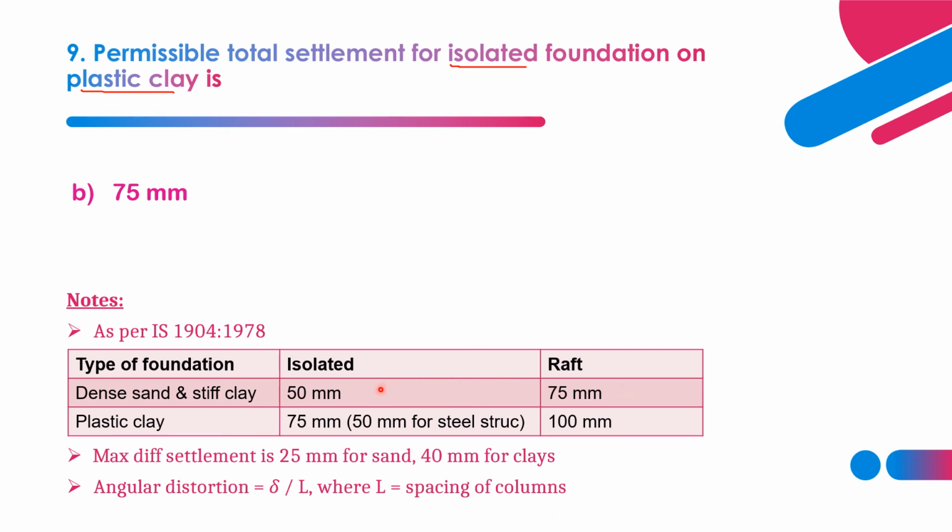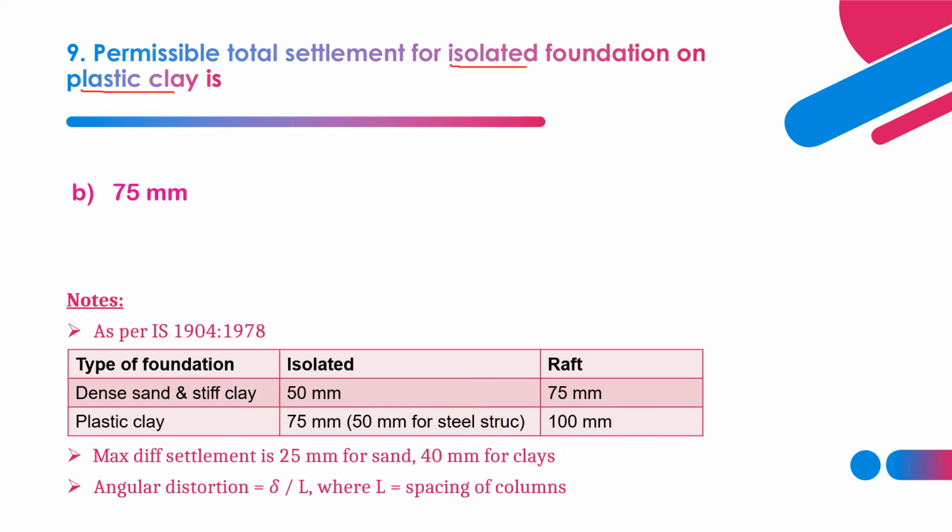You can find those values. So for isolated footing in dense sand and stiff clay, 50 mm. For raft or mat foundation, it is 75 mm. For plastic clay in isolated foundation, it is 75 mm. But for steel structure, it is 50 mm. And for raft, it is 100 mm.